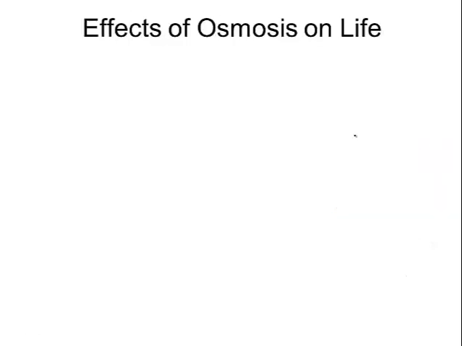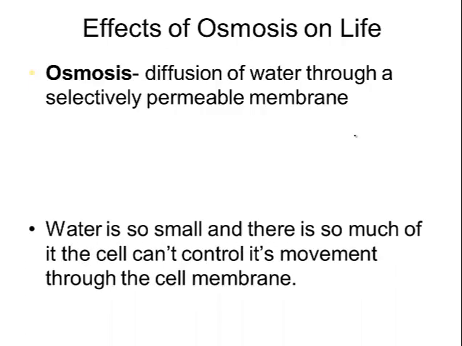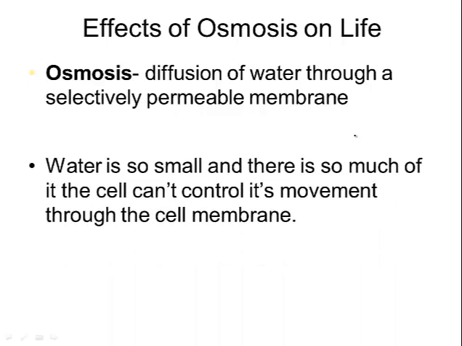Okay. So why does osmosis get its own category? Well, osmosis has some pretty important effects on life. Remember, osmosis is the diffusion of water through that membrane. Now, water is so small and there is so much of it that the cell oftentimes has difficulty controlling its movement through the cell membrane. And that can cause serious problems for a cell.